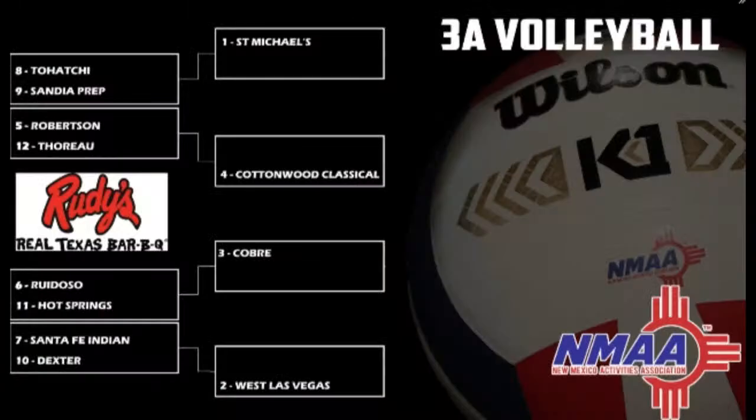Let's take a look at 3A. So St. Michael's, the defending state champions, going for a three-peat, get the number 1 spot. The West Las Vegas Dons are sitting in that same district with St. Michael's in the 2, Cobre 3, Cottonwood Classical 4, Tohatchi, Sandia Prep, Robertson, Thoreau, Ruidoso, Hot Springs, Santa Fe Indian School, and Dexter all qualifying as well.